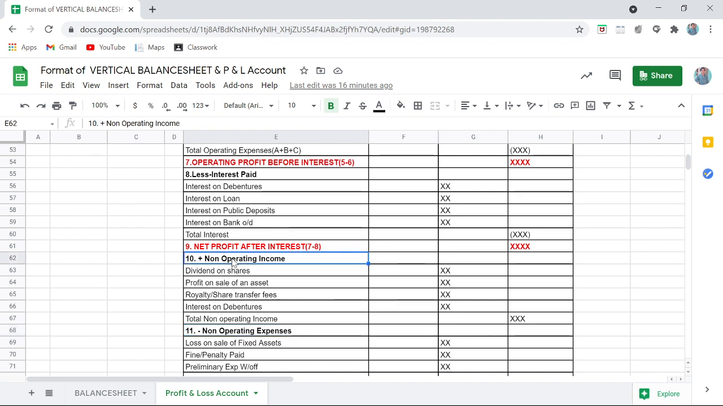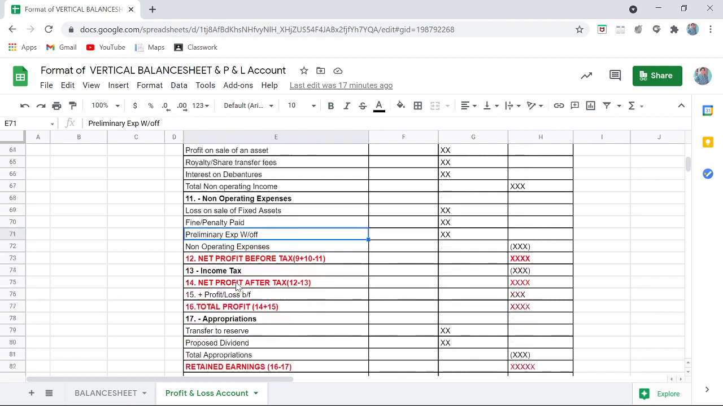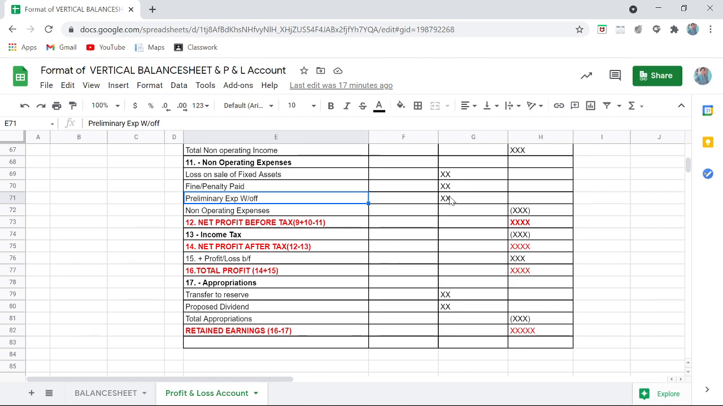What all non-operating income might you have? Dividend on shares, profit on sale of assets, royalty or share transfer fee, interest on debentures. So these are actually all the income which we don't earn on a regular basis. For example, selling of an asset, we don't do it always and you receive profit. It doesn't happen always, it's not our business. So it is non-operating income. Non-operating expenses are those which are not incurred on a daily basis. So for example, loss on sale of fixed asset or fine or penalty paid or preliminary expenses written off, these are not done always. So it is non-operating expenses.